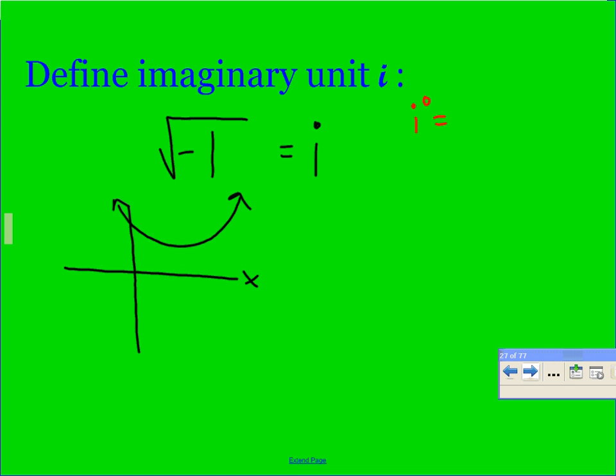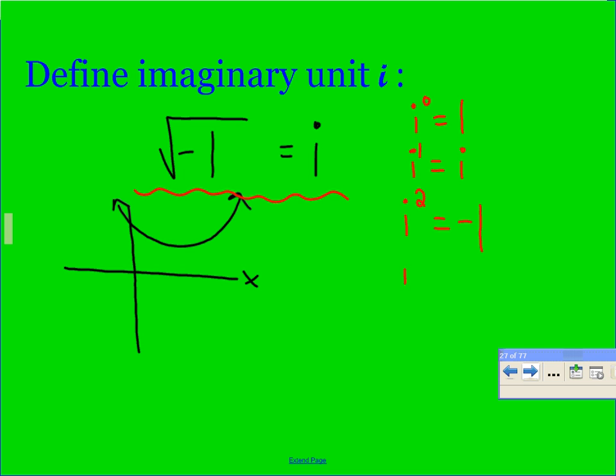For example, i to the 0 is 1. Okay, it's our imaginary number represented by i. Anything to the 0 power is 1. i to the first power is i. Now, if we have i to the 2nd power, in other words, if we go back to the definition that I wrote up here, if you square both sides of that, the square root goes away. So you end up with i squared is -1.